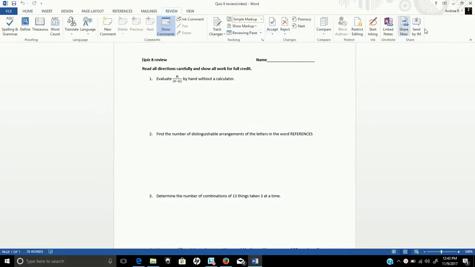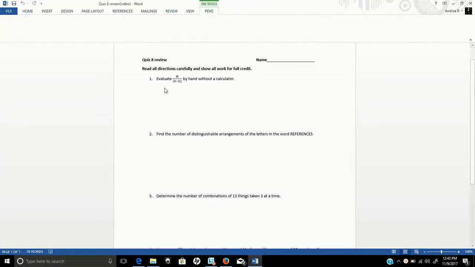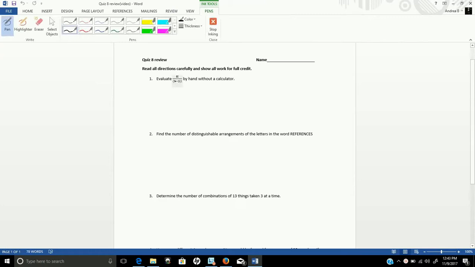Alright, for quiz 8 here, the first one is to evaluate 8 factorial over 9 minus 3 factorial by hand without a calculator. So what I want to see for this is your work for how you're going about simplifying this. So don't just plug this one into your calculator to get the answer. I want to see some sort of work here as well, otherwise you will miss the points on this one.